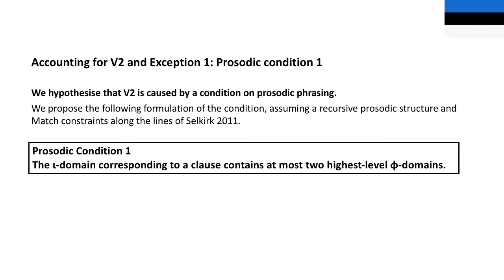We assume a recursive prosodic structure along the lines of Selkirk 2011, as well as her match constraints. The match constraints match syntactic clauses to the so-called iota domains and syntactic maximal projections to the so-called phi domains. We propose the following formulation of the condition behind the V2 effect. The iota domain, corresponding to a clause, contains at most two highest level phi domains.